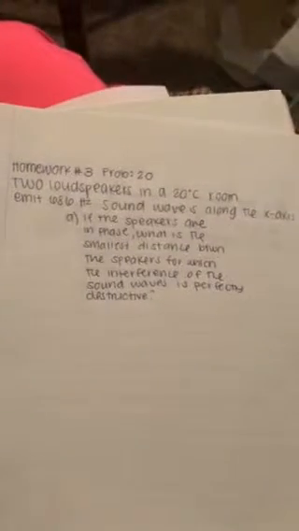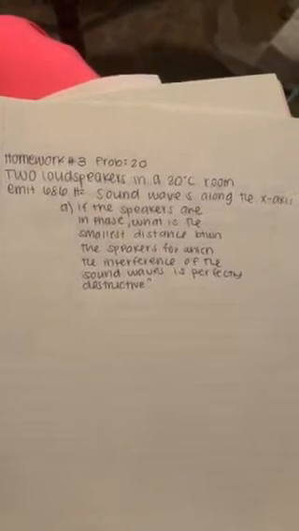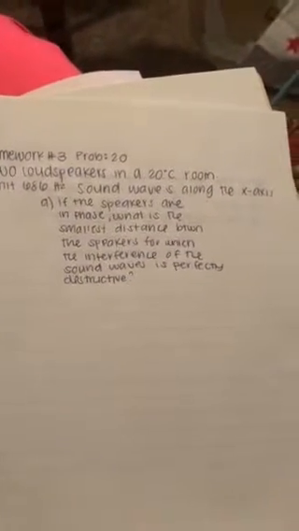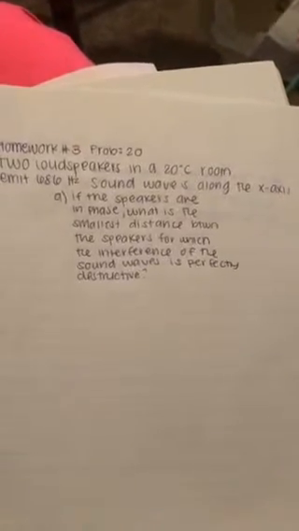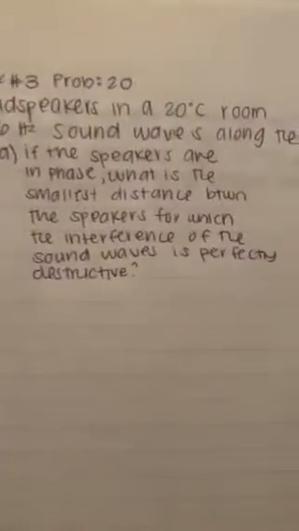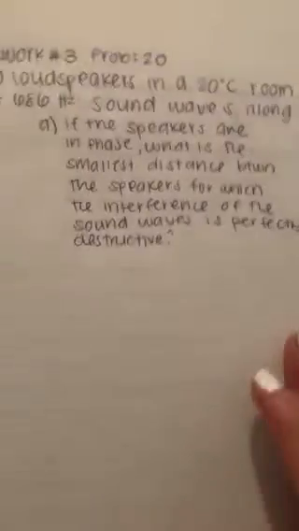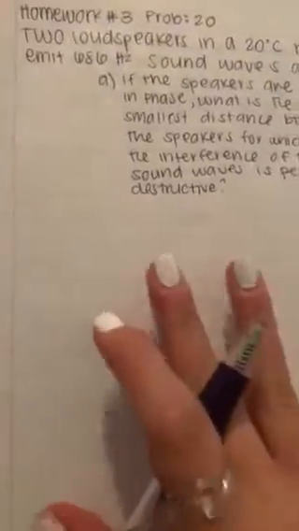Problem 20. Two loudspeakers in a 20-degree room emit 686 Hz sound waves along the x-axis. If the speakers are in phase, what is the smallest distance between the speakers for which the interference of the sound waves is perfectly destructive?